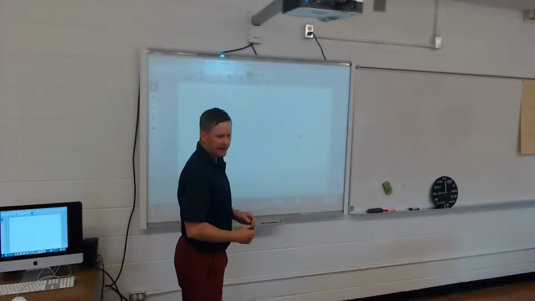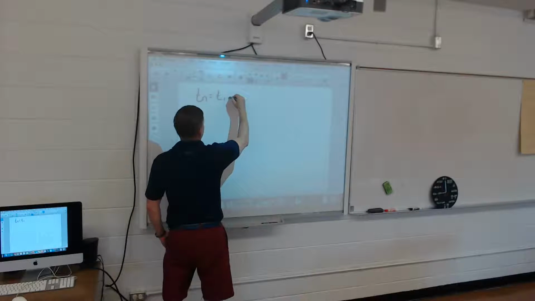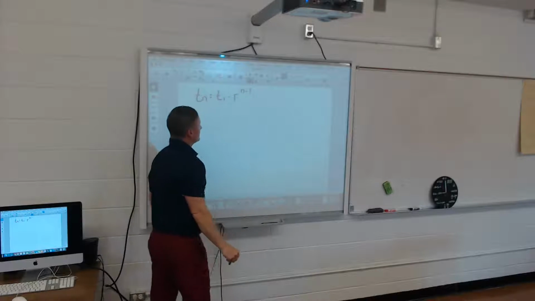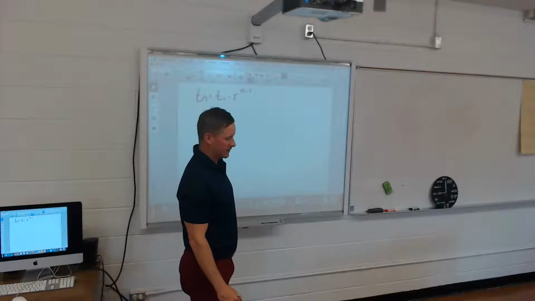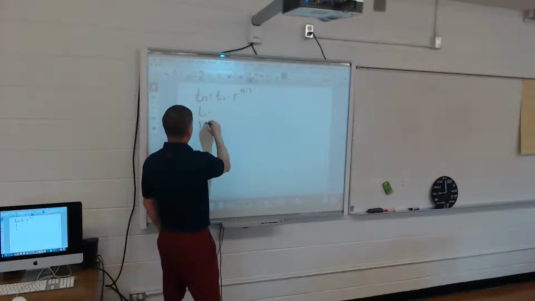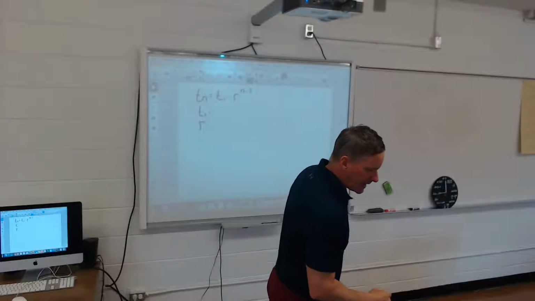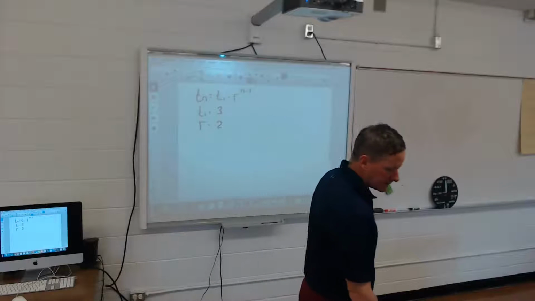So, question 11, it says, find the number of terms in the geometric sequence. So we have a geometric sequence, which means that my general term is t to the n equals t to the 1 times r to the n minus 1. So the first thing I do is try to identify what t to the 1 and r are. So t to the 1 in 11a is 3, and it looks like my r is 2. So to find out what n is, this is a good question. I'm glad you asked this.